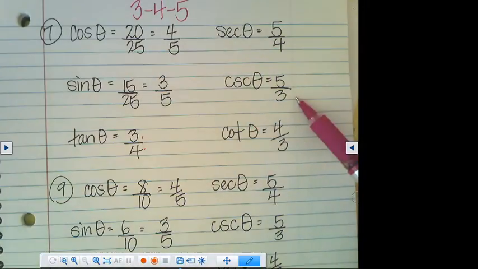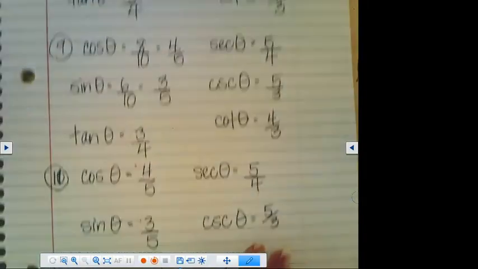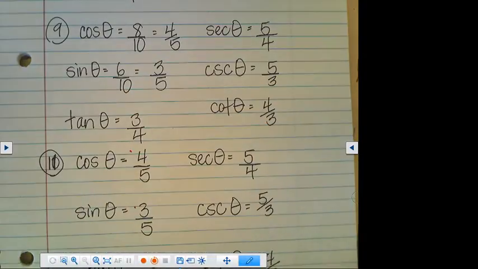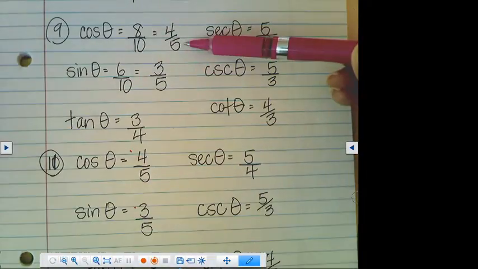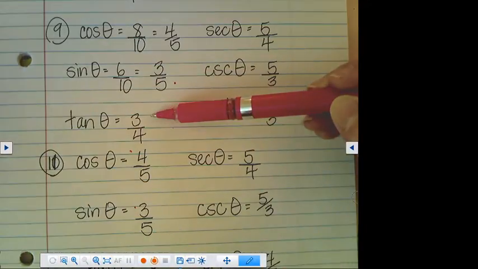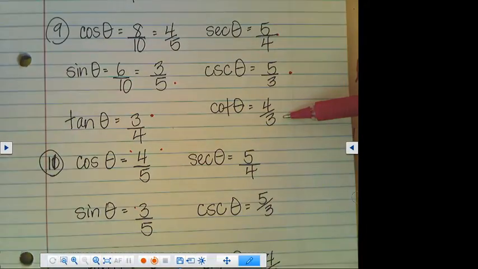Cosecant, 5/3. Cotangent, 4/3. And then on number 9, we do also want to reduce this. It also was a 3/4/5. Once you reduce those first, the cosine and sine, you realized it. So the cosine of theta reduced is 4/5. The sine of theta is 3/5. Your tangent is 3/4. Secant was 5/4. Cosecant 5/3. Cotangent 4/3. All we did was flip those fractions.